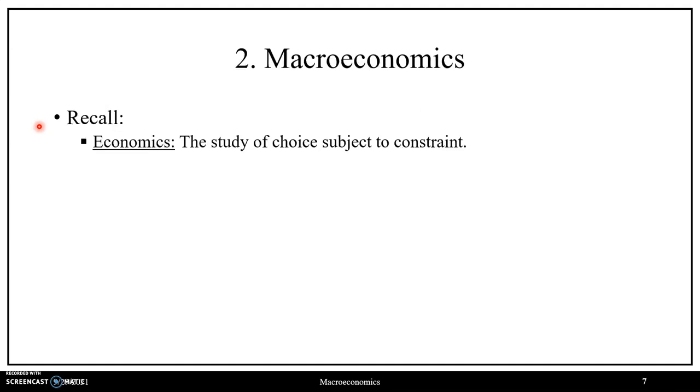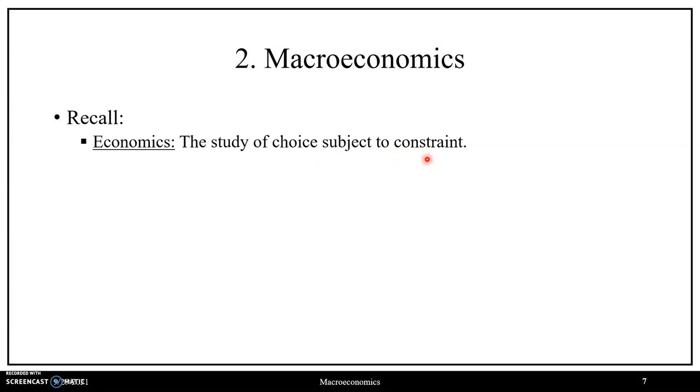So, to do that, let us recall our definition for economics, which is the study of choice subject to constraints. Whose choices? Consumers and firms. And what constraints? Consumers are limited in how much income and time they have, and their constraint is the income budget constraint, whereas firms are limited by the factors of production they have, and their constraint is the production constraint.